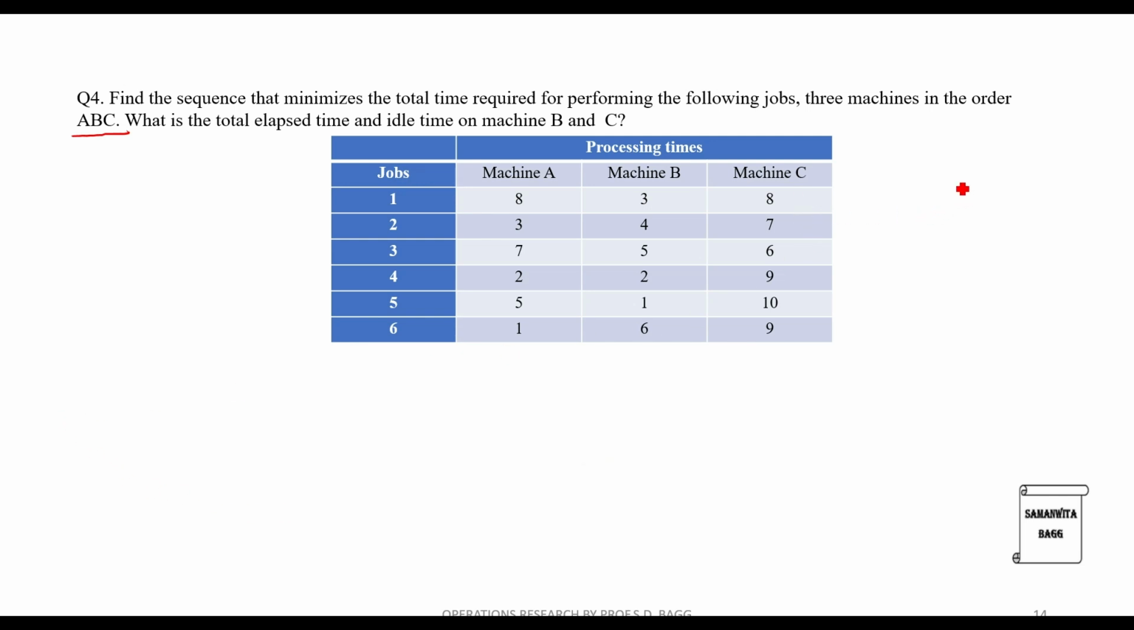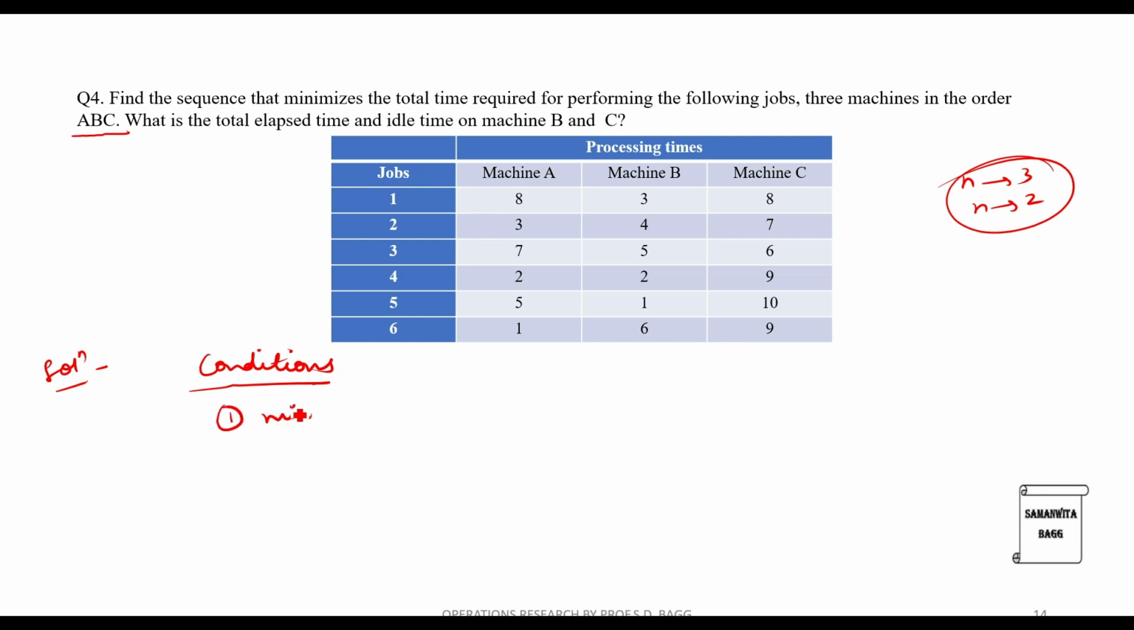But this is n jobs on 3 machines. I have to convert it into 2 machines. Only then I'll be able to figure out the optimal sequence. So I will start by first looking at the conditions. The first one is the minimum of the first one. Here the first one is A, second one is B, and third is C.